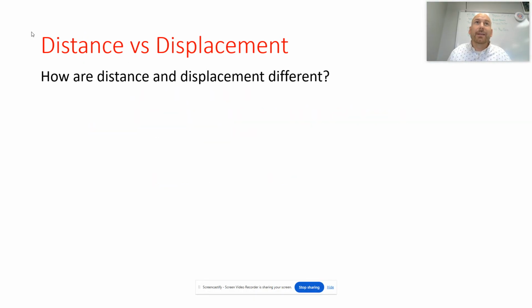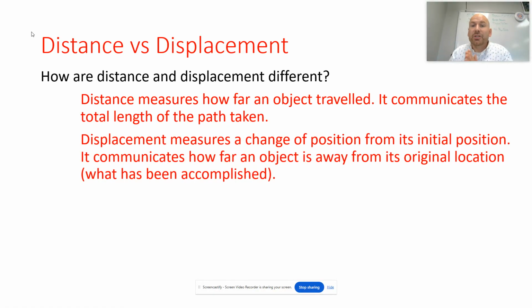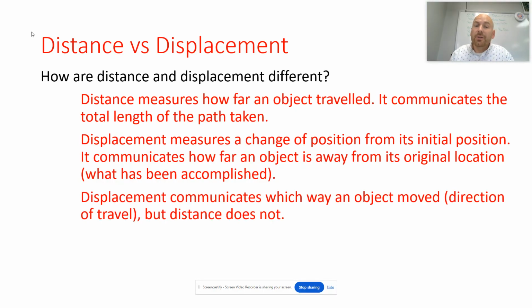So distance is a measurement that we often describe in life, but is displacement the same thing? Distance measures how far an object has traveled. It communicates the total length of the path taken. So if you go here and then come back, it's that whole distance. Versus displacement, which measures the change in position from the initial position. So if you started here and went there, it would just be this part. It communicates how far an object is from its original location, what has actually been accomplished. So displacement communicates which way an object moves as well, where distance does not.